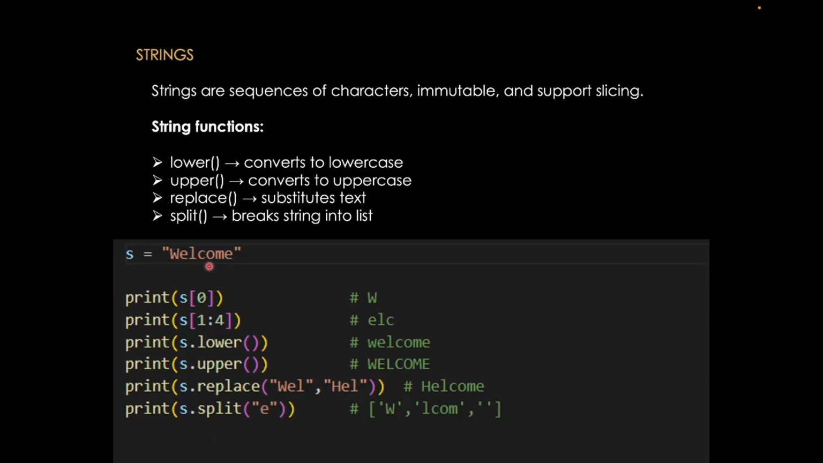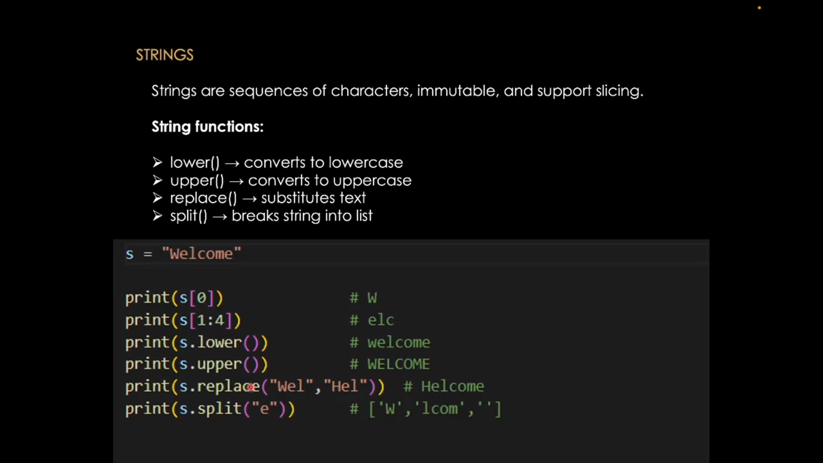Let's say s is equal to welcome. If we want to get the first character, we can give s[0], the index. If we want to get multiple characters, we can also give the range like 1:4. It will give us the second, third and fourth element. Lower will convert the string into lowercase, like W will be converted into small w. And upper will convert the string into uppercase.